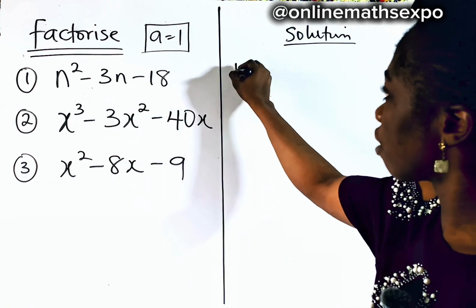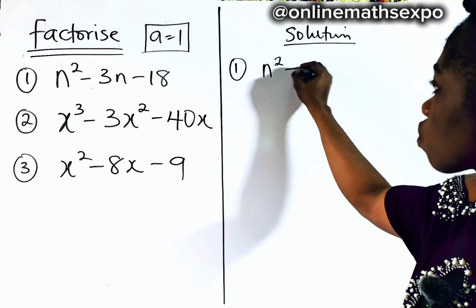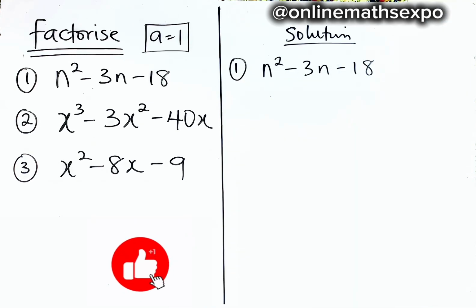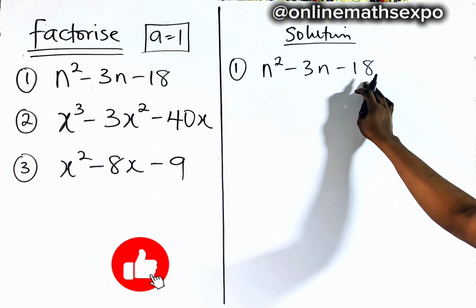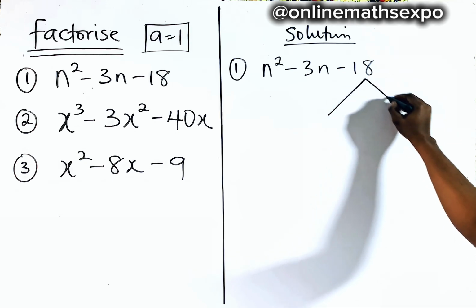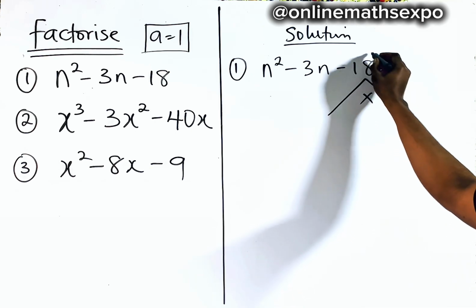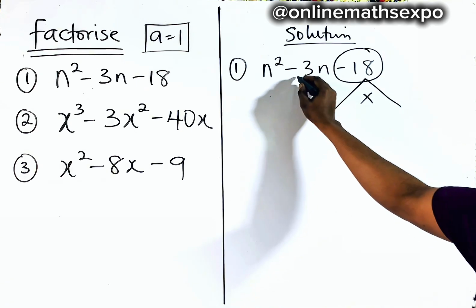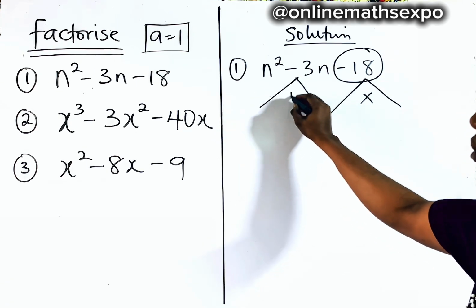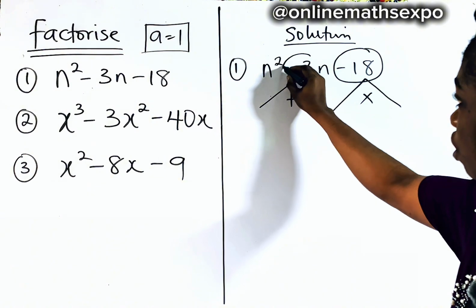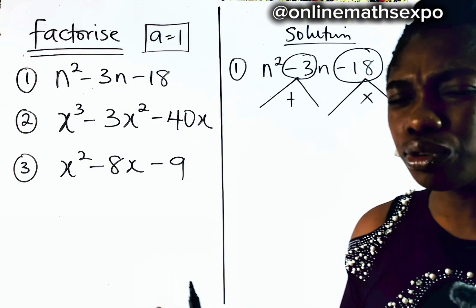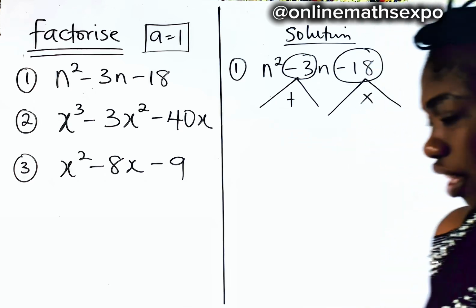Now this is what we have. For the first one, n squared minus 3n minus 18. Like we said in our previous tutorials, just get two numbers that when you multiply, give you negative 18. Did you see? And when you add those two numbers, it's going to give you negative 3. Now, don't stress yourself looking for them. How do you get it?